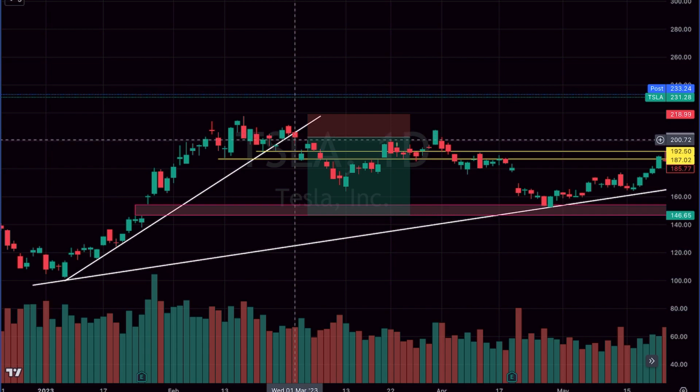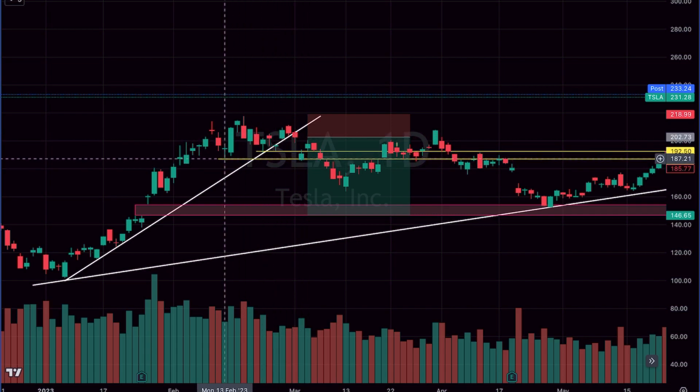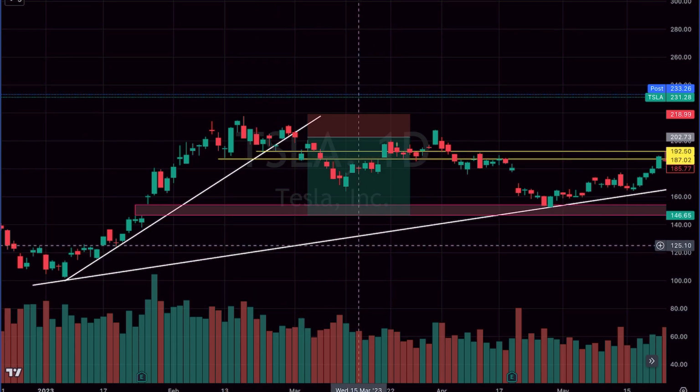And you see it came down to our second target, right there. That second higher low right here, right? Very textbook. For this strategy, volume is key. Volume is key. I can't stress enough, right?